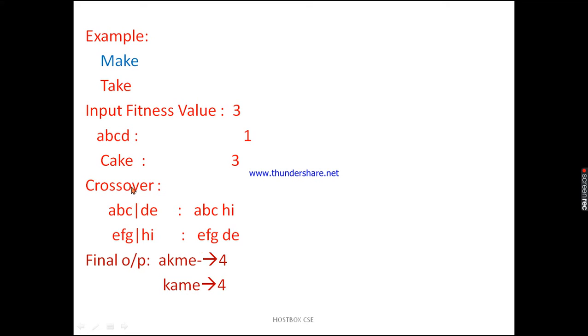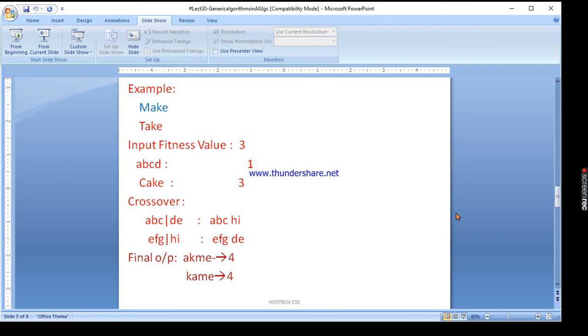Let's take another example, CAKE. C is different, but A is there, K is there and E is there. So totally 3 letters match, and we can say the fitness value is 3 here. Next, we'll go for another mode, which is very important. Next, the flowchart is also shown.